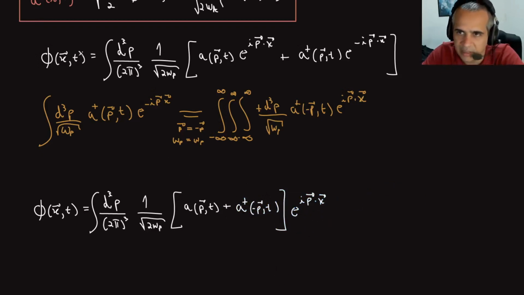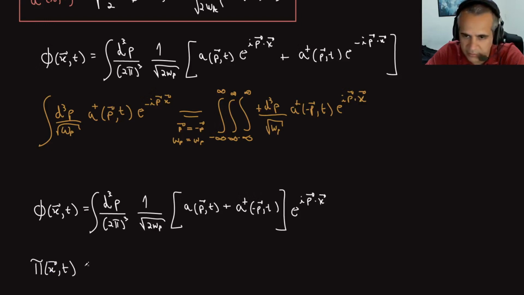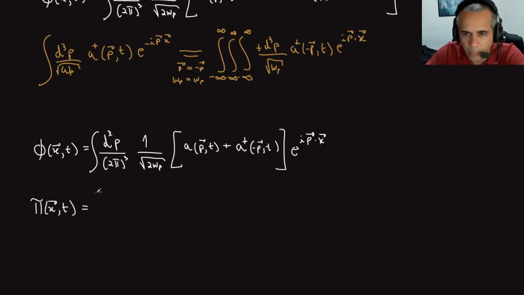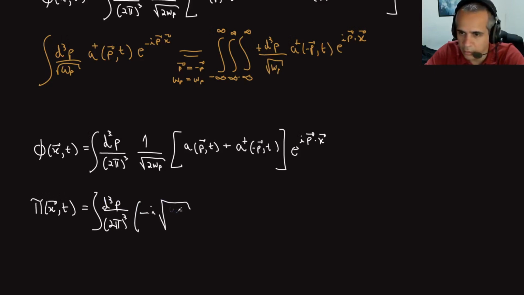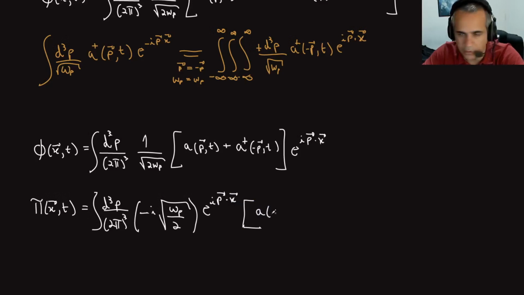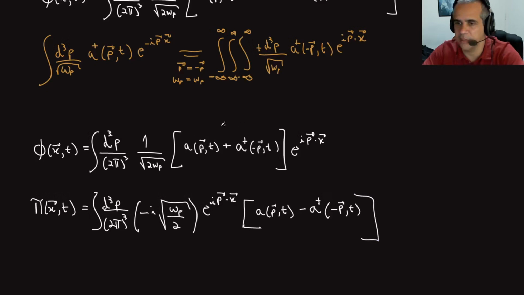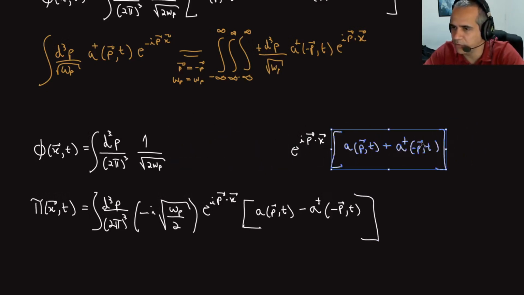I can do the same for pi, right? It's actually the same calculation, right? And write that pi of x t is equal to the integral in d3p over 2 pi to the cube, minus i omega p over 2, exponential of i p x of a p t minus a dagger of minus p and t. It's the same as here. Just put this in here too, so it looks more symmetrical.